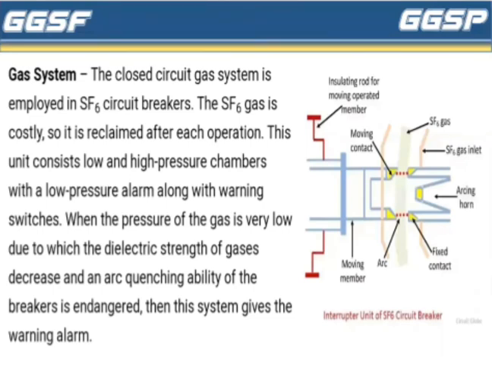Second, gas system. The closed circuit gas system is employed in SF6 circuit breaker. The SF6 gas is costly, so it is reclaimed after each operation. This unit consists of low and high pressure chambers with a low pressure alarm along with warning switches. When the pressure of gas is very low, due to which the dielectric strength of the gas decreases and the arc quenching ability of the breaker is reduced, then this system gives the warning alarm.